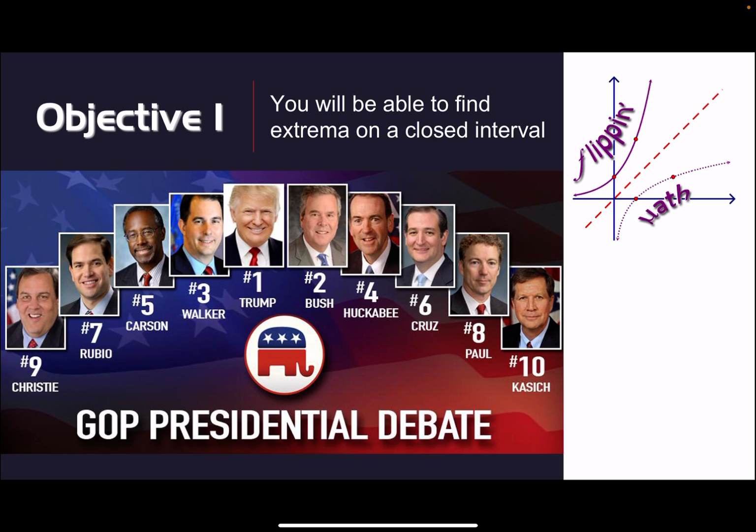Which brings us to our first objective here about being able to find this extrema, the absolute minimum, absolute maximum points on a closed interval. It's often called the closed interval test, and it is occasionally referred to as the candidates test, which is a reference to this picture that's right here. This was a picture that was broadcast prior to the 2016 election, I believe.